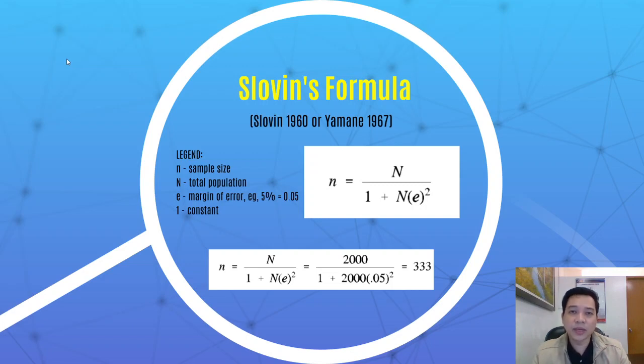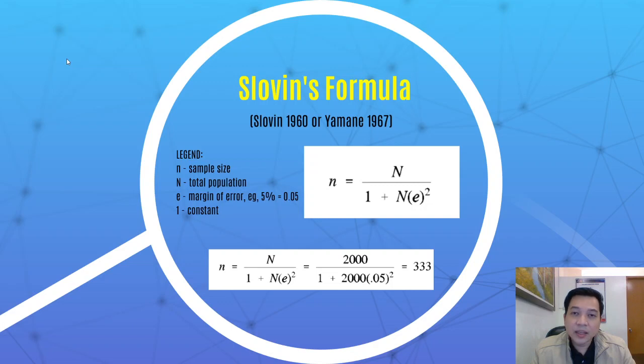Usually, they fall under the bracket of 5%, which is the most popular or the most widely used margin of error in most researches. And one here is a constant, which means the sample size will be computed as total population over one plus total population multiplied by the margin of error squared.